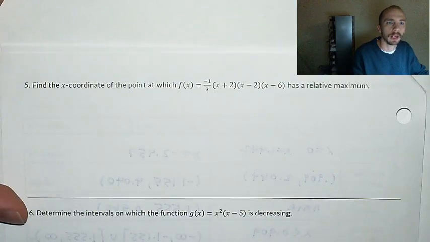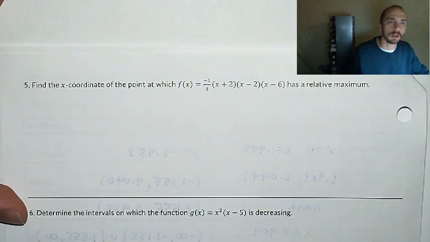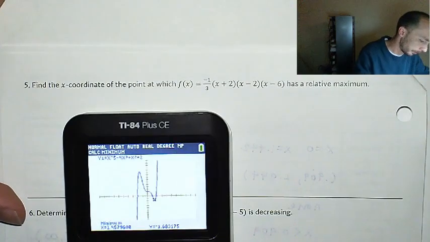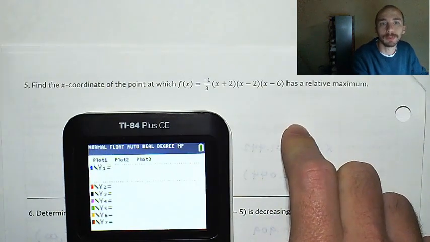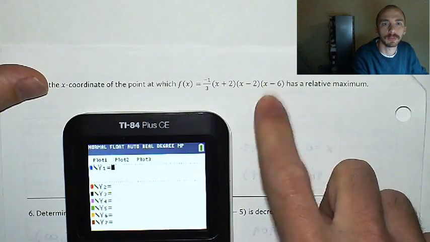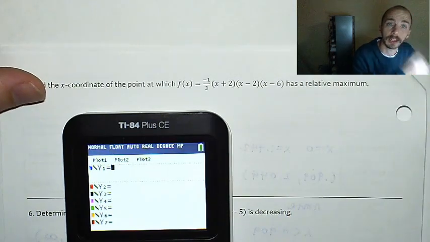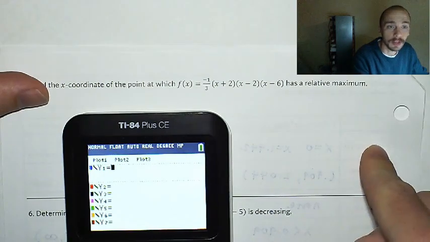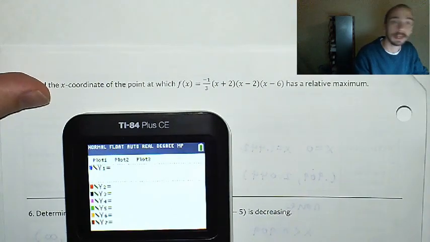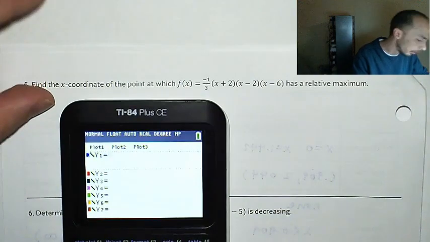Okay, x-coordinate of the point at which this function has a relative maximum. Sure. So this is one of those, we could draw the sketch of this graph, but we probably wouldn't be able to determine the location of the relative maximum. Okay, third degree negative leading coefficient goes down, up, down. Where it switches from up to down, we don't really have the tools to determine that, but I guess now we do, we're using technology.